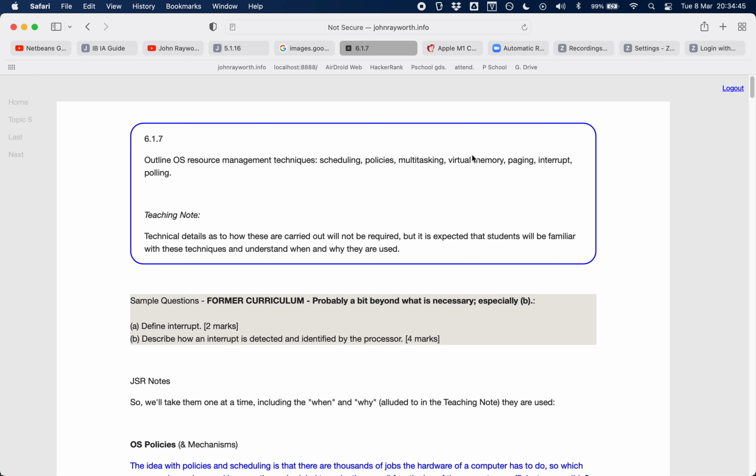So then, completely different, not completely different, but very different sub part of this assessment statement is virtual memory and paging. Virtual memory we've talked about before.